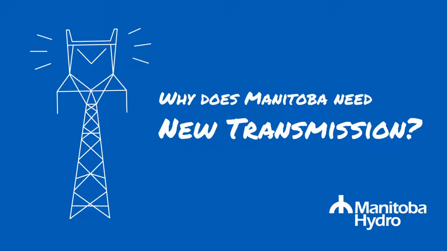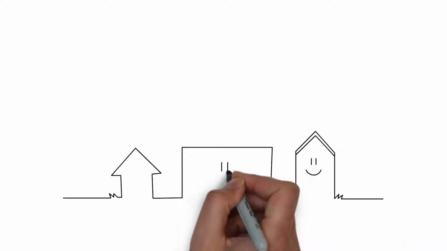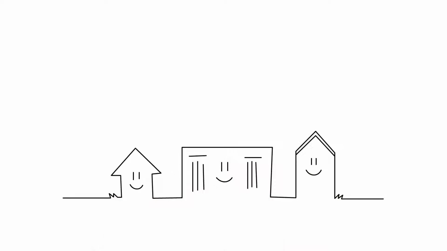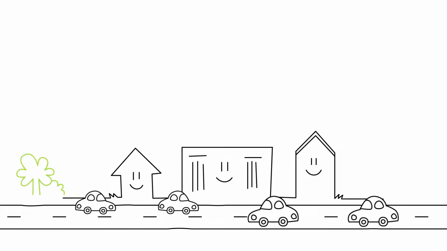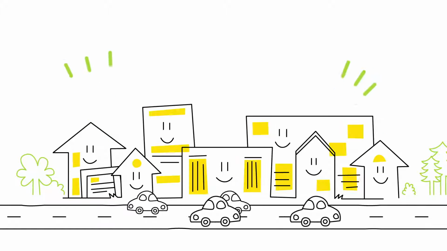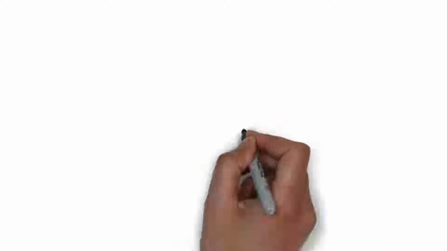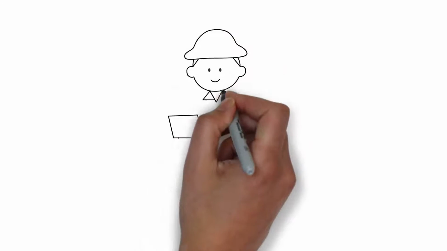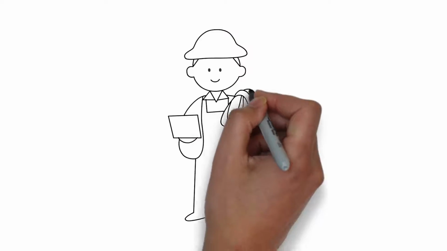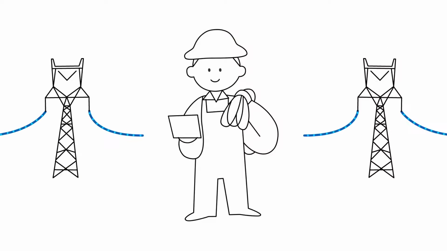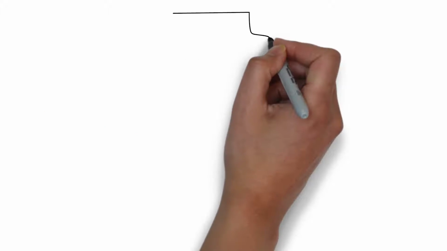Why does Manitoba need new transmission? Take a look at Manitoba 50 years ago and you'll see we've come a long way. More people, more homes, and more businesses mean the demand for electricity has increased. At Manitoba Hydro, we recognize that our transmission system must also keep pace with these changes. That's why Manitoba Hydro is upgrading our transmission network by building new lines and new stations.